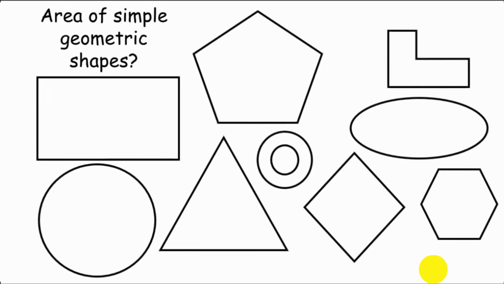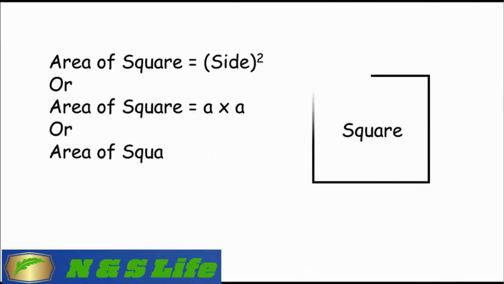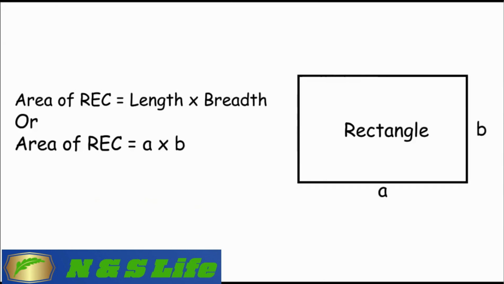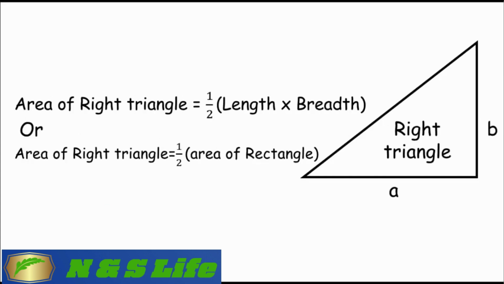So let's get started. I will start with the area of simple geometric shapes, and that's actually so simple. The area of a square is its side squared, the area of a rectangle is the product of its two sides, length times breadth. The area of a right angle triangle is 1/2 of the area of a rectangle, or 1/2 base times its height.